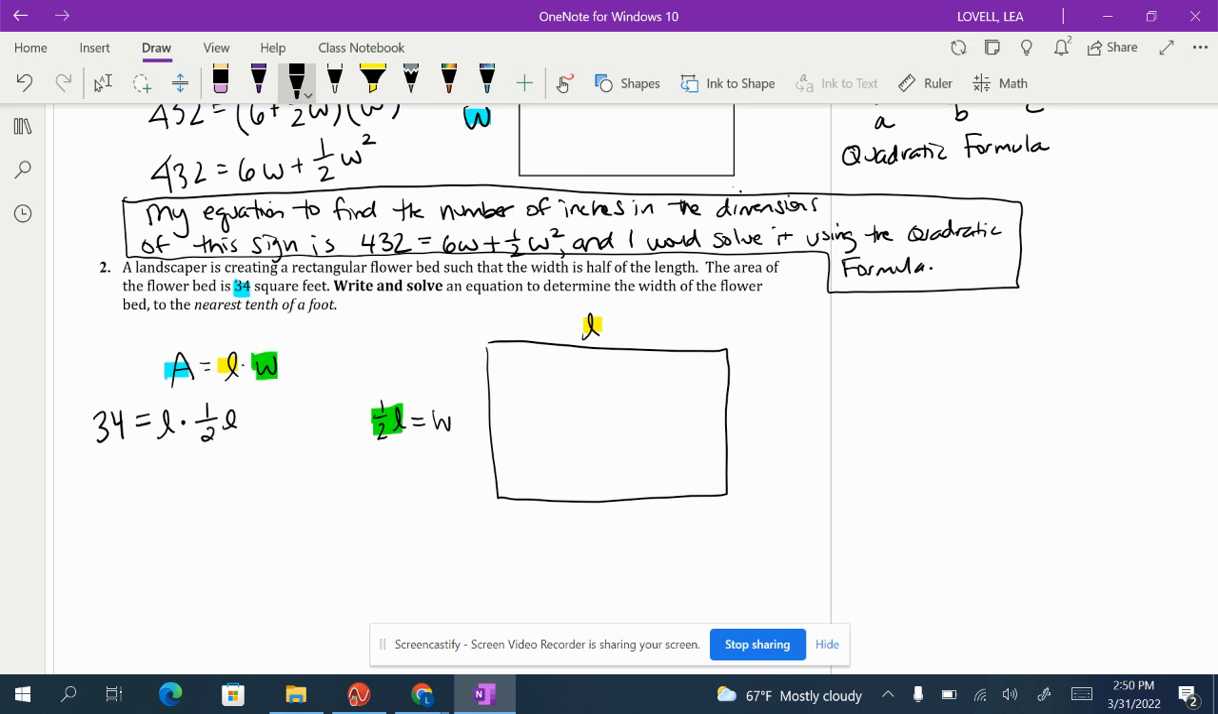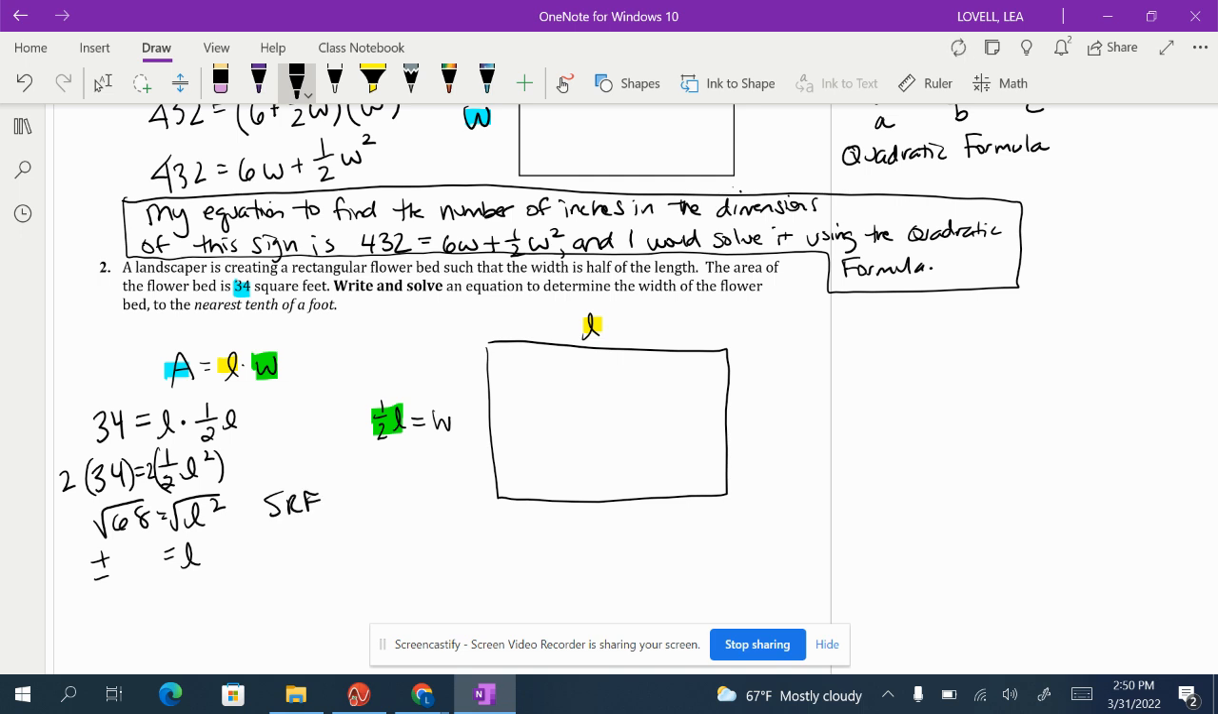So now I am going to solve. I have 34 equals 1/2 L squared. I'm going to multiply both sides by 2 to get rid of the fraction there. And I will get 68 is equal to L squared. I'm going to square root both sides to undo the exponent. And I'm going to get L is equal to plus or minus, oh, 68 is not a nice radical. So let's put that into simplest radical form.